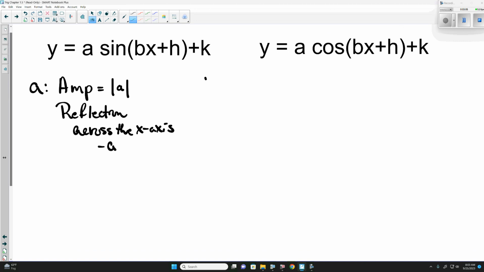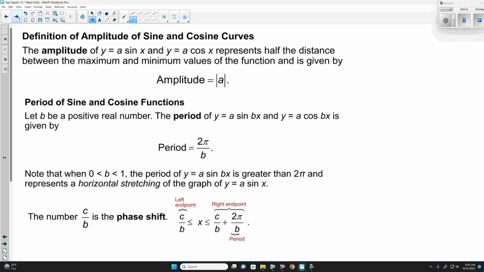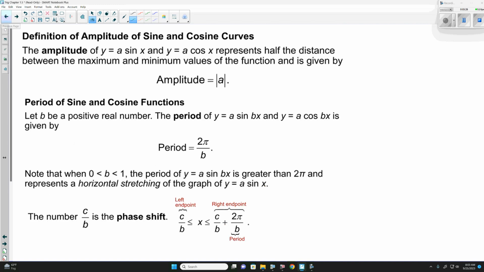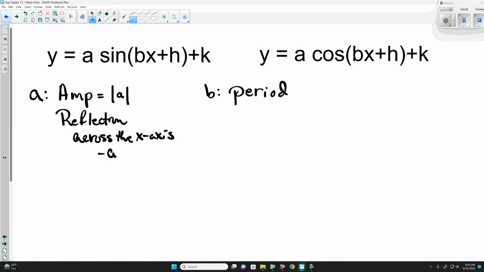The B value is where we're going to get our period from. For the period of sine and cosine functions, let B be a positive real number, such that the period is given by 2 pi over B. So if we want to know the exact value of the period, it's going to be 2 pi over whatever this B value is.